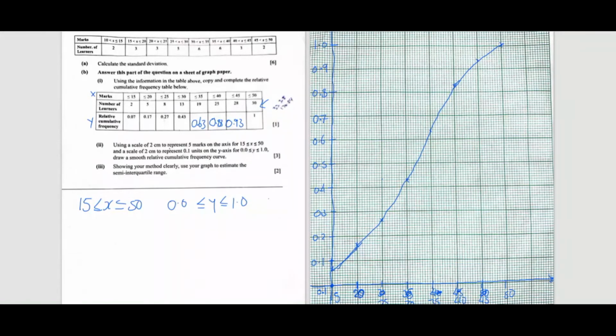Okay, so now we are done with drawing a smooth relative cumulative frequency curve. Now we can move on to Roman number 3, showing your method clearly. Use your graph to estimate the interquartile range. So now what is the formula for semi-interquartile range? So semi-IQR is equal to quartile 3 minus quartile 1 over 2.